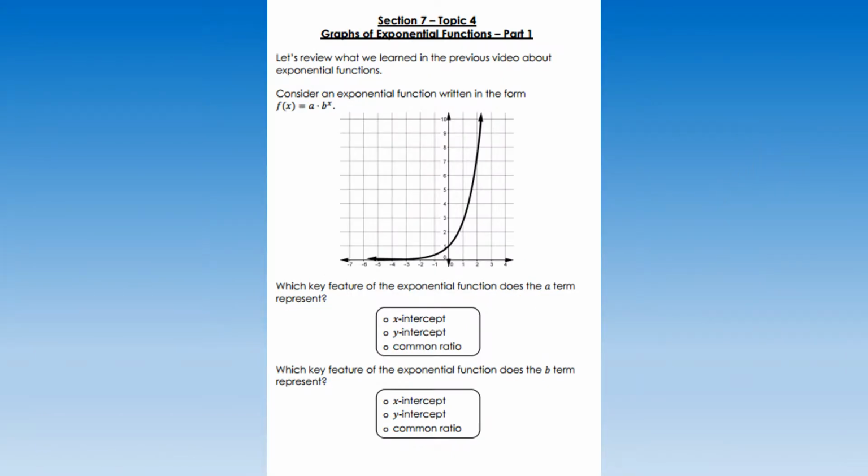All right, so let's do a quick review of what we learned in the previous video about exponential functions. Let's take a look at a normal exponential function written in the form f of x equals a times b to the x. This is the same thing that we covered last video that said y equals a times b to the x power. Okay, so just a quick review question. Which key feature of the exponential function does the a term represent?